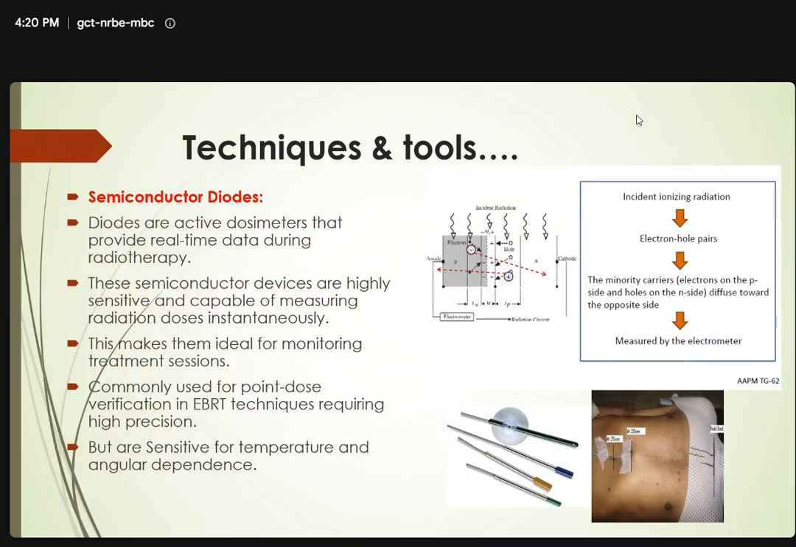It's commonly used for point dose measurement verification in external beam radiotherapy techniques requiring high precision. But the drawback is they are sensitive to temperature and angular dependence. So this is the drawback of using diodes.